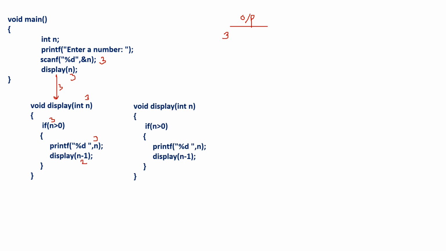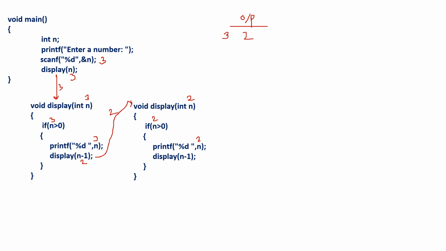Now another copy of the display function is created. Now this function is called, and here the n value becomes 2. Why? Because 2 is passed here, display of n minus 1, that is display of 3 minus 1, 2. In this function also, the n value is 2. Again 2 is greater than 0. Then we are printing the n value, that is 2. Now what would be the output here? 2. And then this display function is also calling another display function, display of n minus 1.